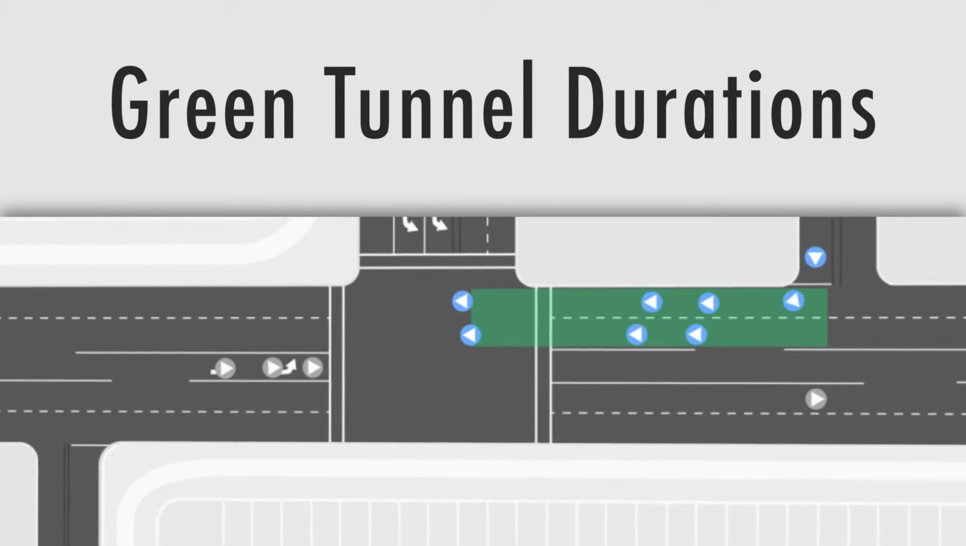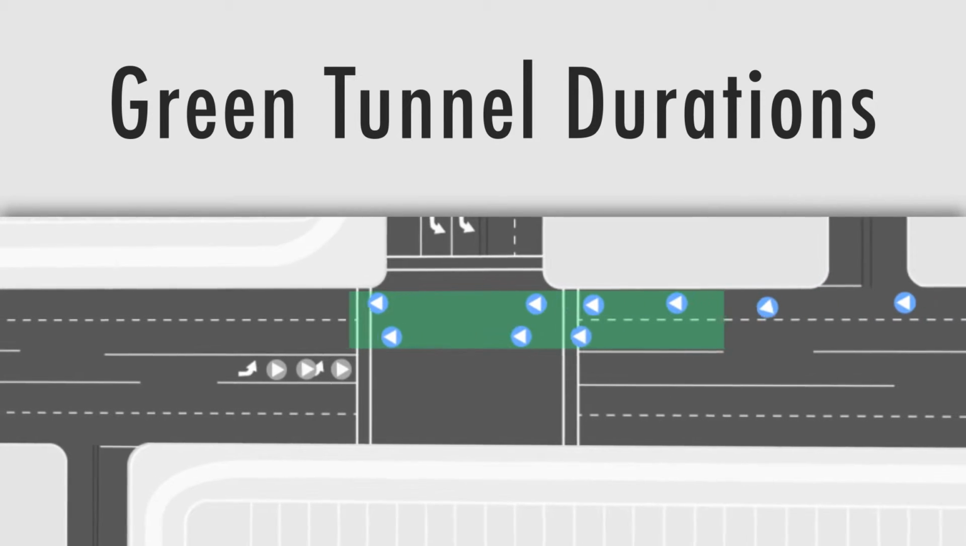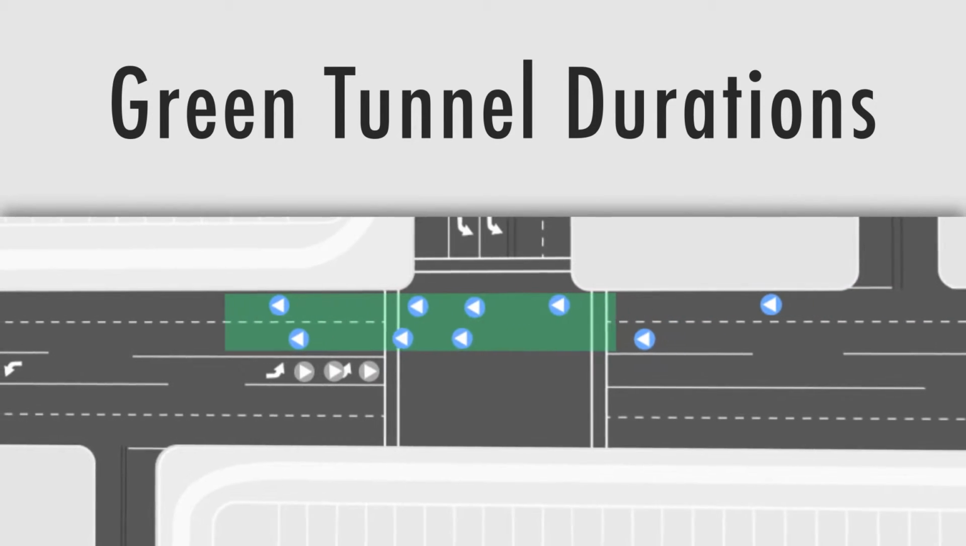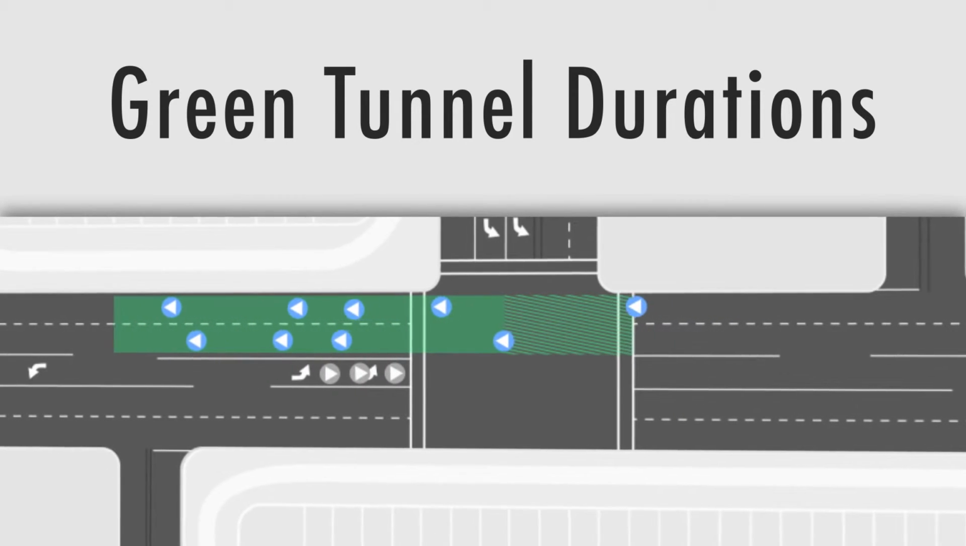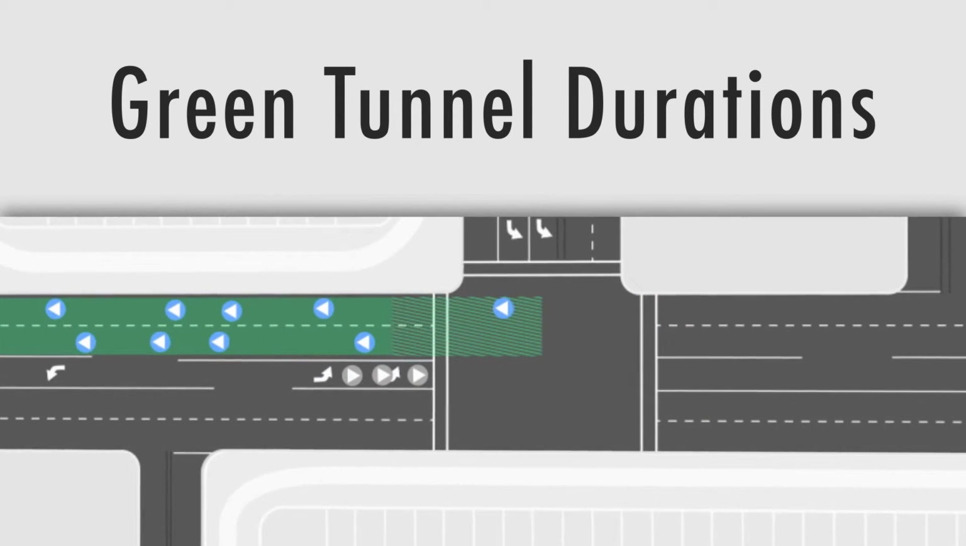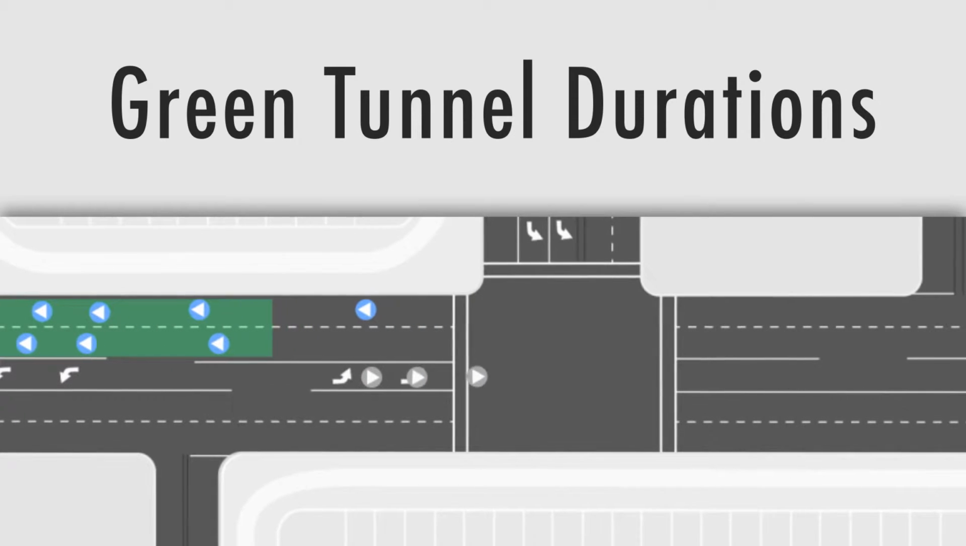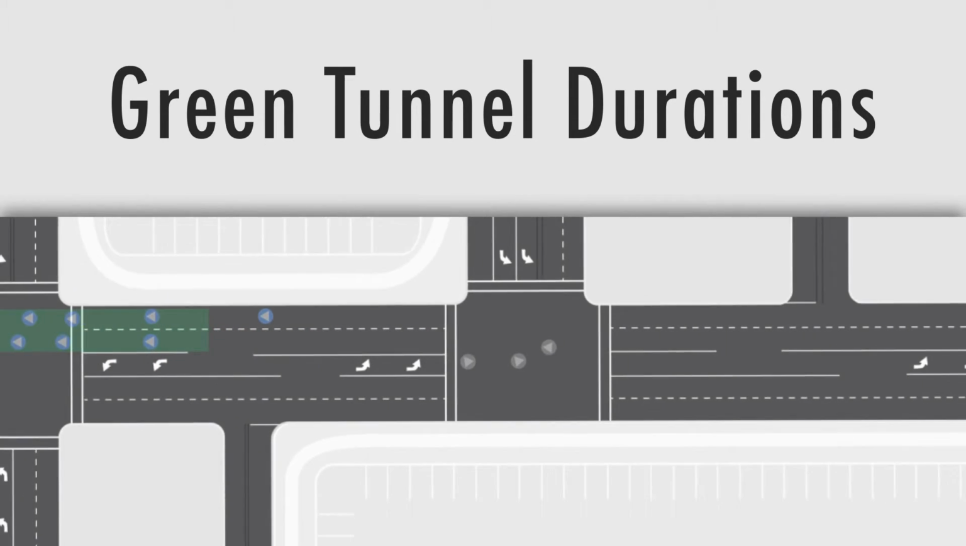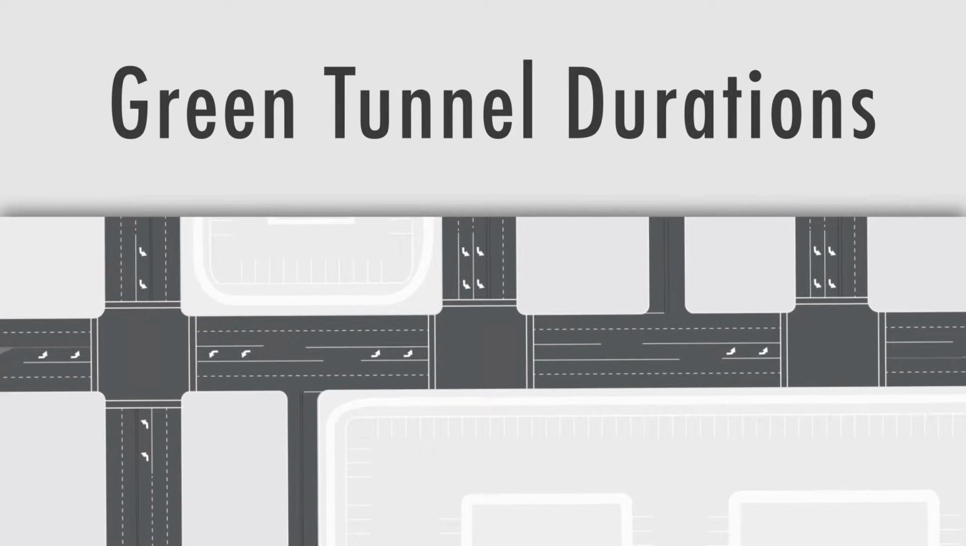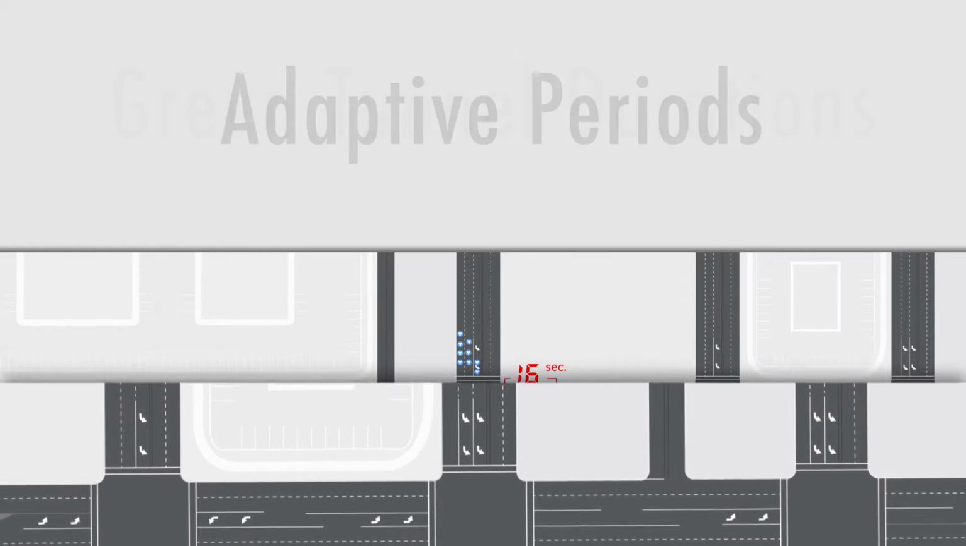If the traffic volume increases, InSync can do a quick calculation and know if it has enough time to extend the green tunnel as well as serve all occupied secondary movements. Tunnel duration adjustments happen individually at each intersection within InSync's defined period of time.